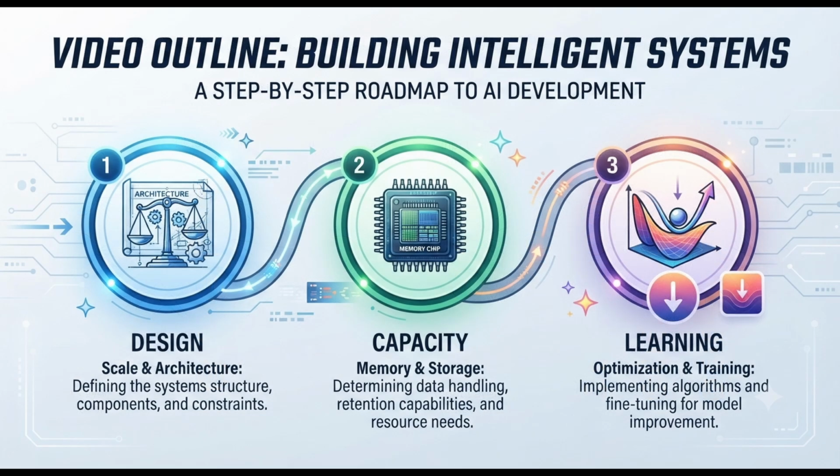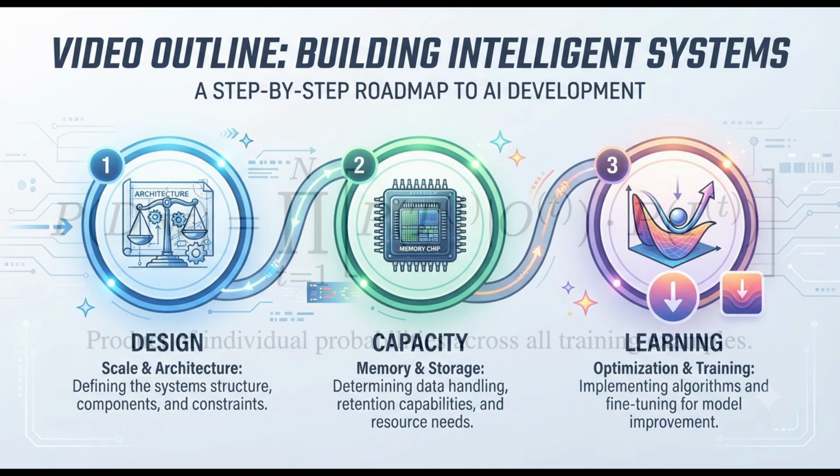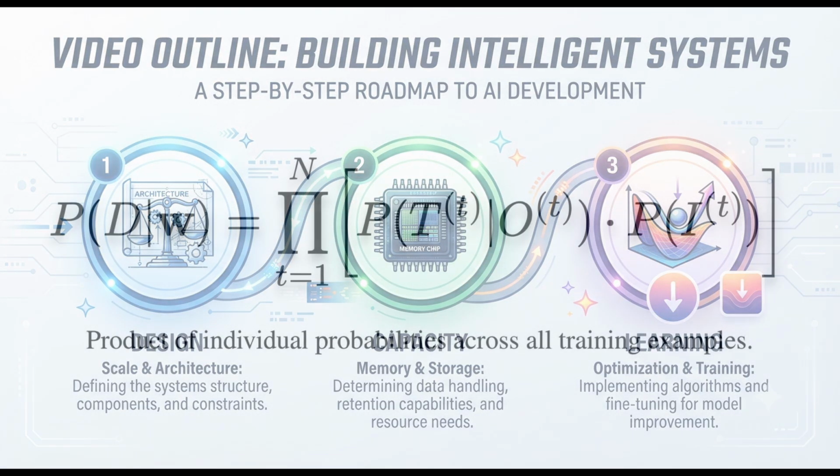First, how do you design a shallow network in a mathematically principled way, starting from a basic statistical foundation? Second, how much capacity, meaning how much information, can such a network actually hold? And third, how does it learn? And why is learning in shallow networks so well behaved and well understood?